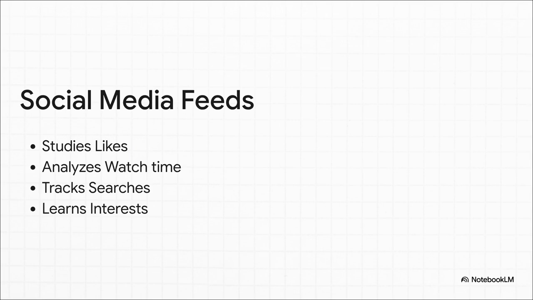Just look at your social media feeds on platforms like TikTok, Instagram, or YouTube. How do they always seem to know exactly what video you want to watch next? Well, they use recommendation algorithms. These algorithms are constantly studying your data: your likes, your watch time, your searches, your interests. They crunch all those steps instantly to predict and recommend exactly what content you're going to enjoy next.